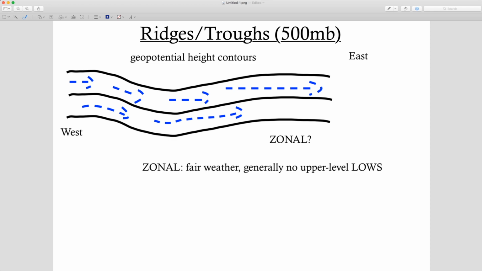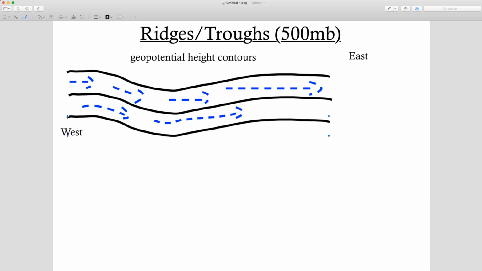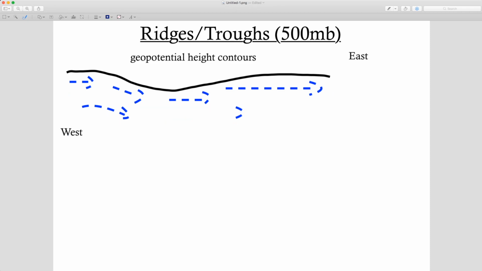Now, you need to know this, and we're going to look back at the map and see whether it's zonal or not. So let's move on to the next pattern you might see. Erase all of this stuff.